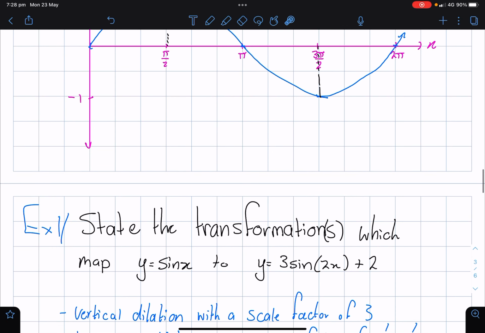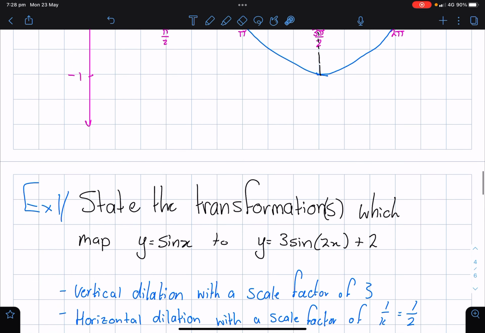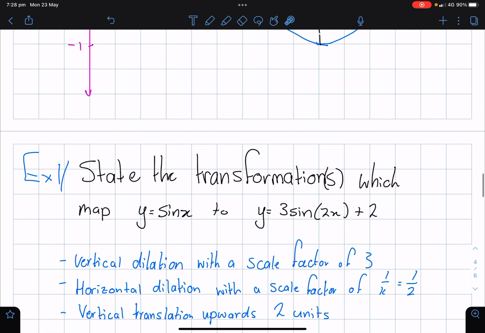So we have a vertical dilation with a scale factor of 3, a horizontal dilation with a scale factor of 1 over k, which equals 1/2. Remember back to our translation work, the scale factor for a horizontal dilation is 1 over k. And we have a vertical translation upwards 2 units. That is all these questions will ask you to do.